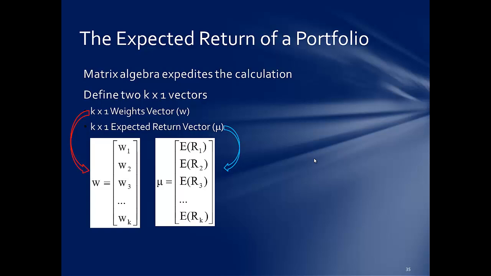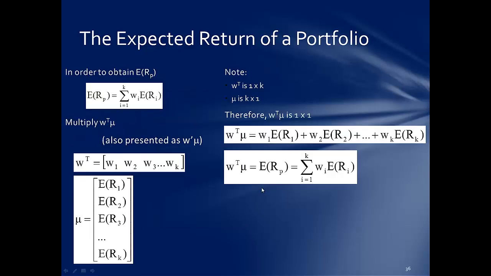Let's begin by exploring how matrix algebra can expedite our calculation of portfolio expected return. So again, assume you have a portfolio that's comprised of k assets. Define two k by 1 vectors. We'll call this a W vector. It just contains the weights of each of the k assets in our portfolio. We'll also define a mu vector, which is the expected return of each of the assets in our portfolio.